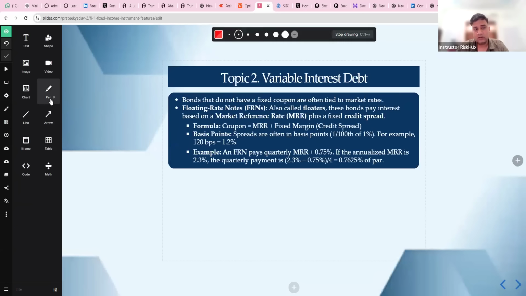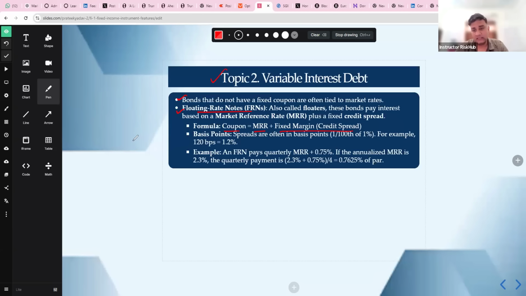We talk about variable interest debt. So what is variable interest debt? These bonds do not have a fixed coupon. The coupon is linked to a market reference rate. You have a particular formula here. Formula is that coupon is equal to market reference rate plus fixed margin, which is the credit spread.